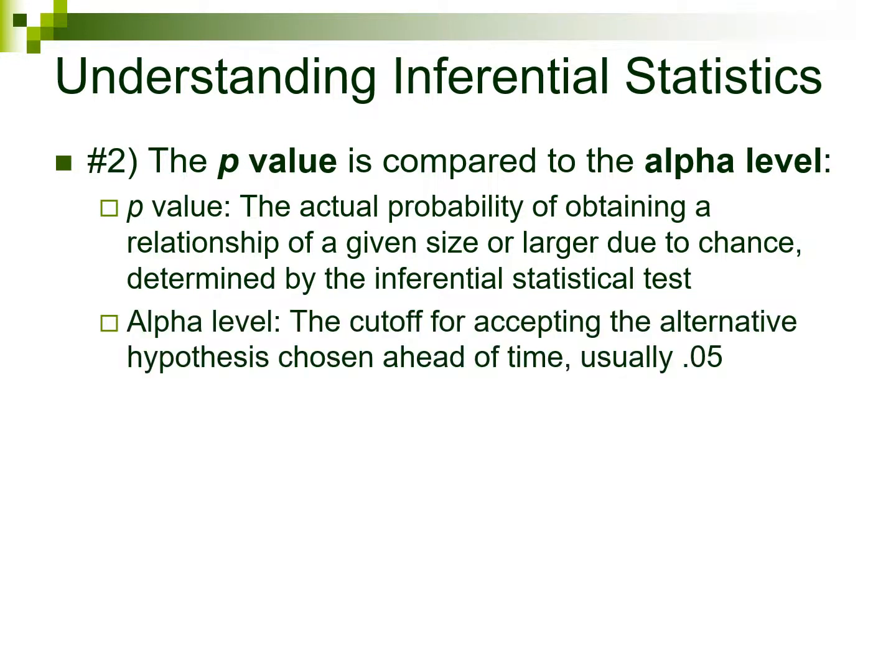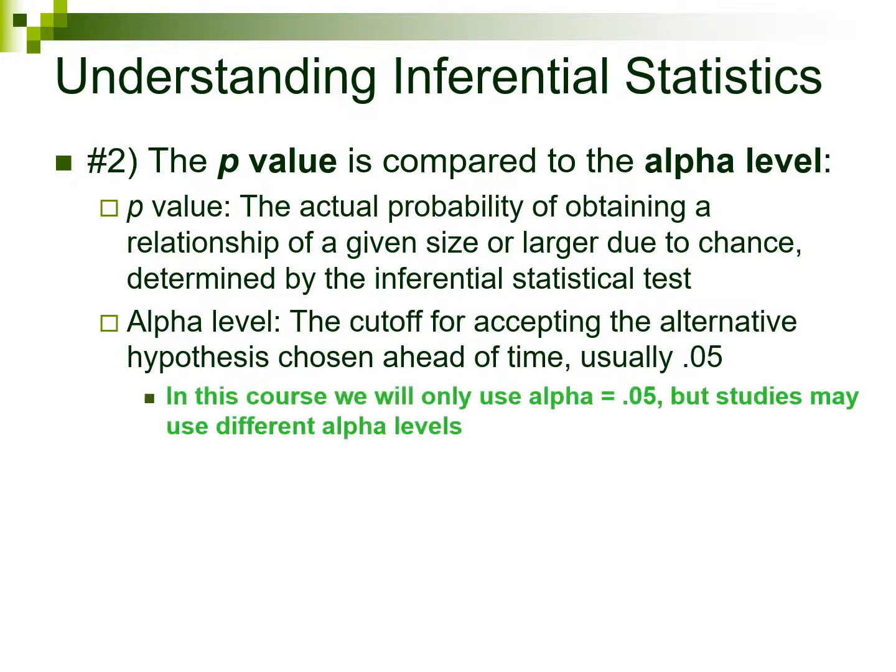The alpha level is the cutoff for accepting the alternative hypothesis, chosen ahead of time, usually 0.05. The alpha level could vary from study to study. However, in this course, we are only going to use an alpha level of 0.05, because in psychology, 99% of the time, that's what the alpha level will be.